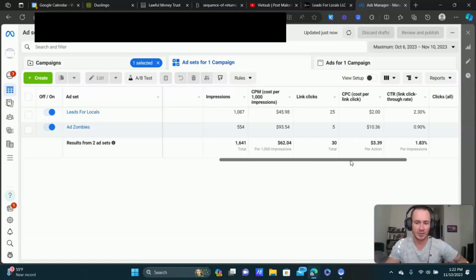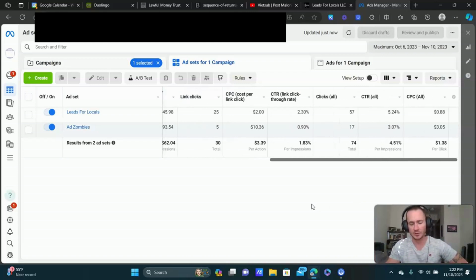Now here's how you could tell. One of the ways you could tell that your ad campaign is getting a lot of engagement. This is a very important metric that I look at. It's the CTR, link click-through rate. We're not really concerned too much with the CTR all. That is a good metric, but it can be a little misleading sometimes. I don't really use it. But the CTR, link click-through rate.